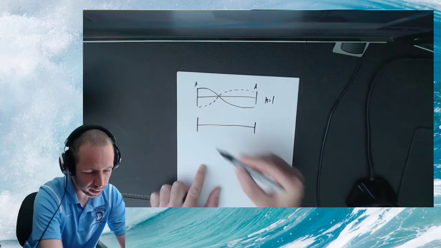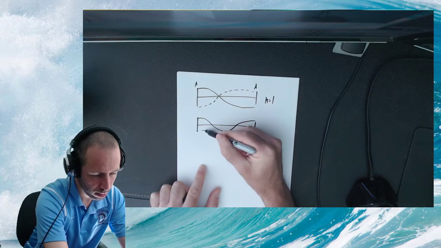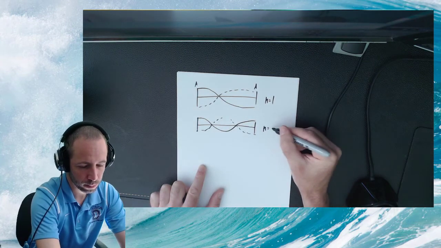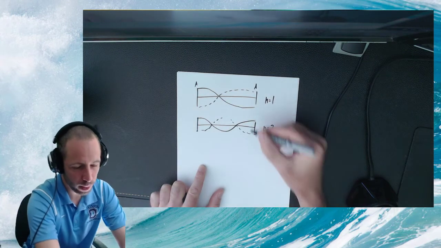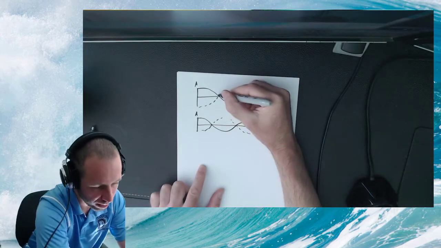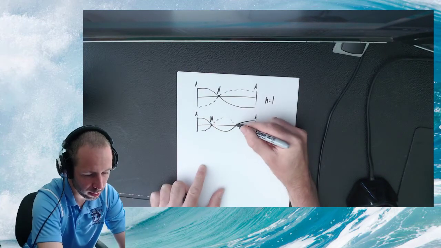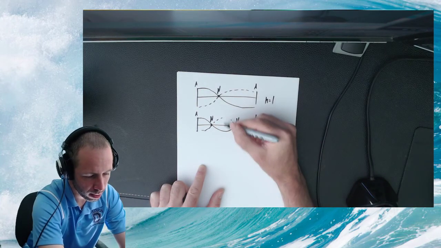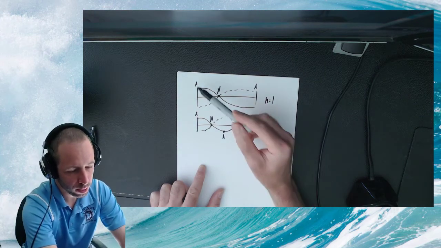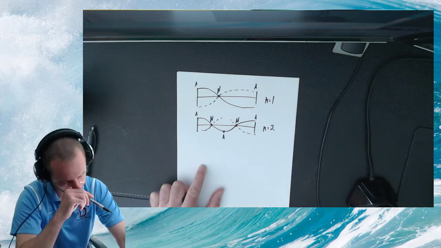A little bit more complicated. I could do that. That's the second harmonic. I'm still following the rules that at the ends I have to have antinodes. You may have noticed that there's a node here. And this one I got an additional node. That's why I'm saying it's getting more complicated. Here I had 2 antinodes and a node. Here are 3 antinodes and 2 nodes.